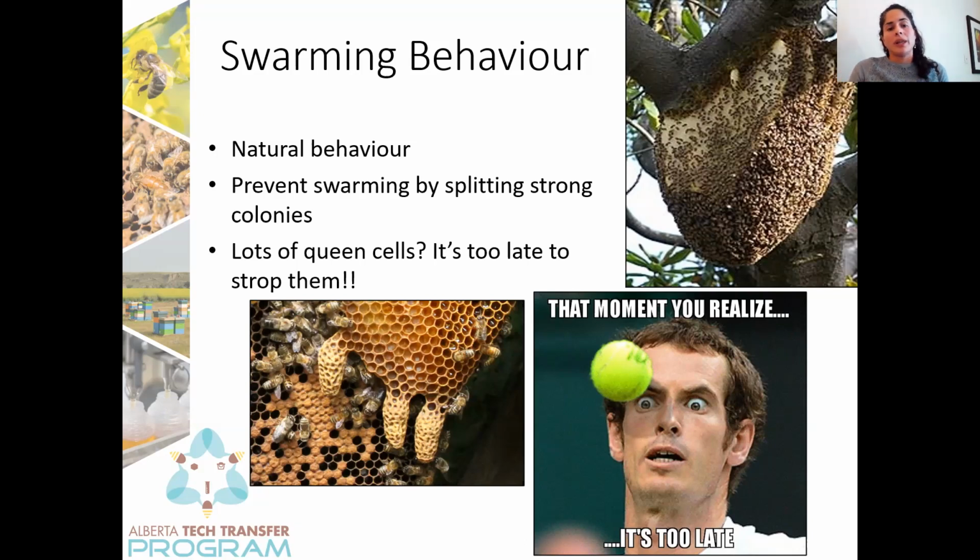So what I like to tell beekeepers is that if you open your colony and you see lots of queen cells, instead of just trying to stop that and taking all the queen cells, just leave them, just let them swarm, because that's too late, and they will do it anyway. It's better to just let them do it and learn from that mistake, and in the future work ahead of them and split your strong colonies, or you will lose half of your colony to your neighbor.